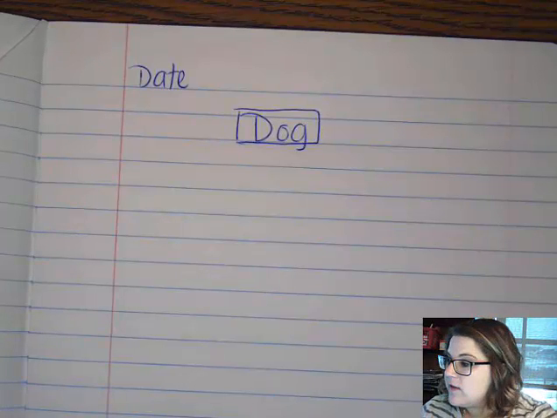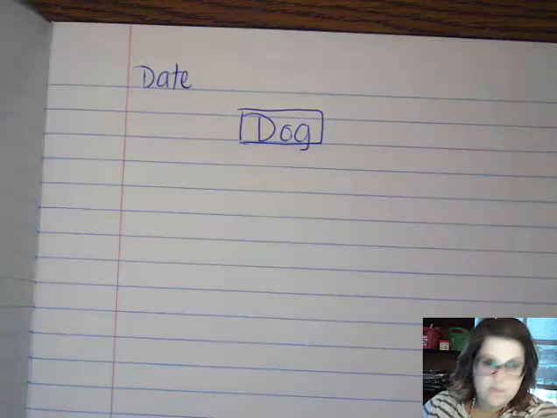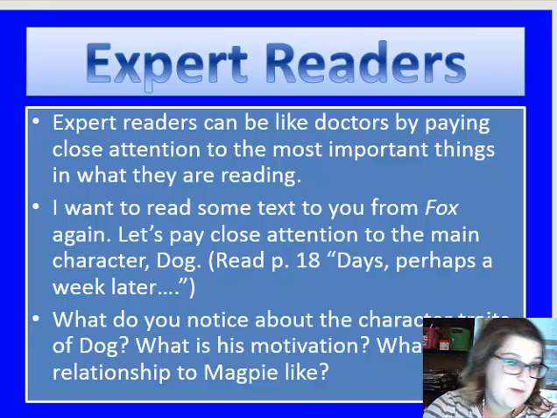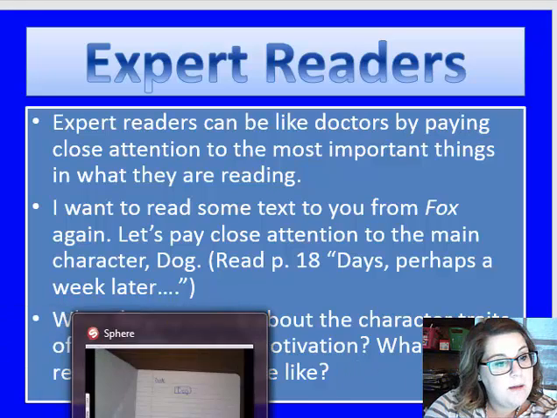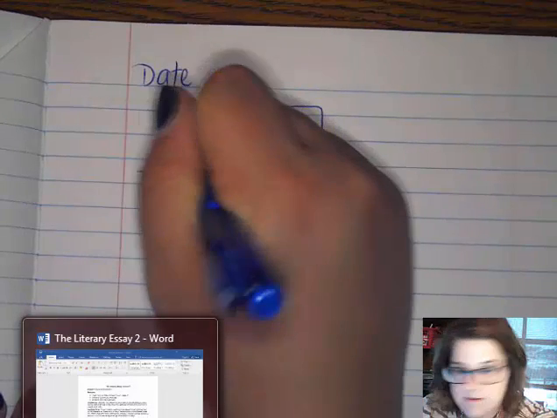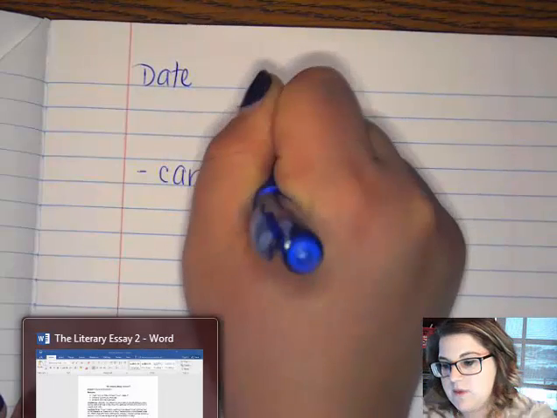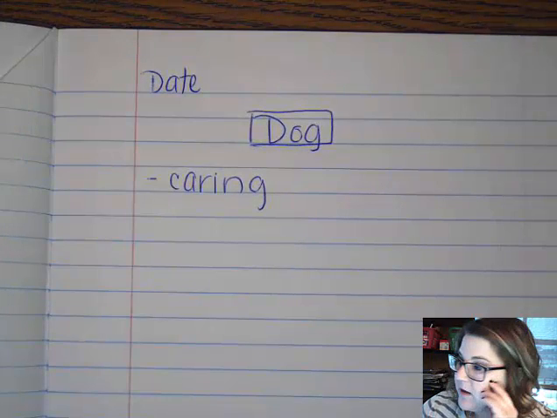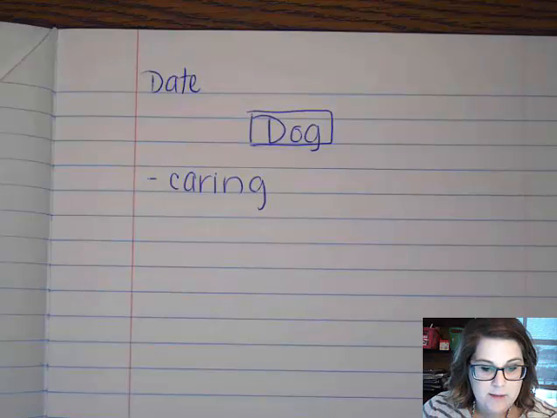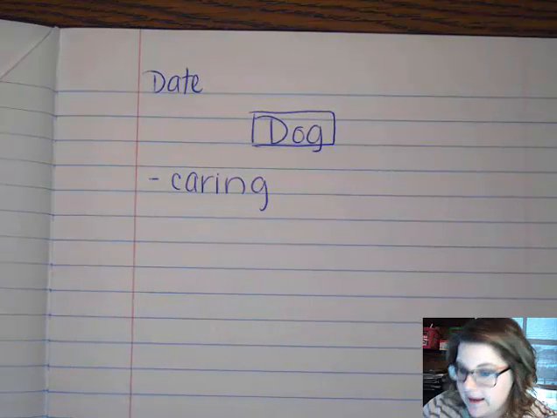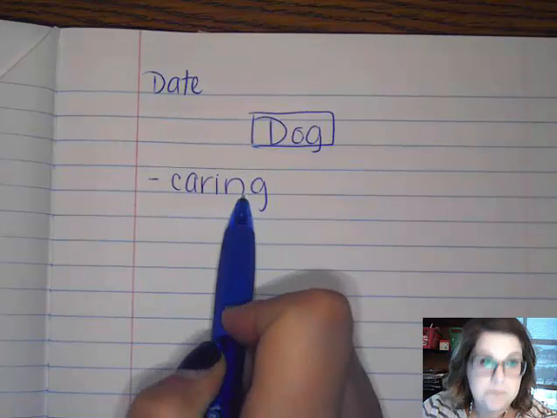So the first thing that I notice about him, remember we want to talk about his motivation, character traits, his relationship to Magpie. The first thing that I notice is that he is caring. So I'm going to write that down. Dog is caring. And I know this because he's carrying Magpie on his back. Magpie is injured, doesn't know if he'll be able to fly again. Dog is taking care of him.